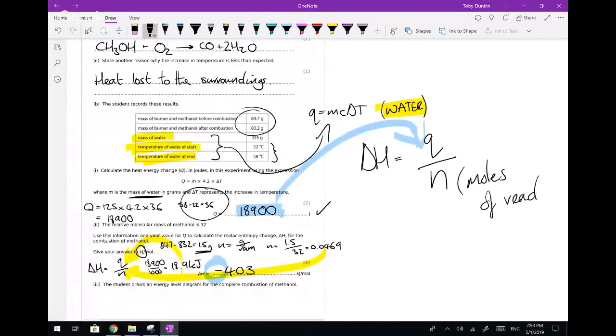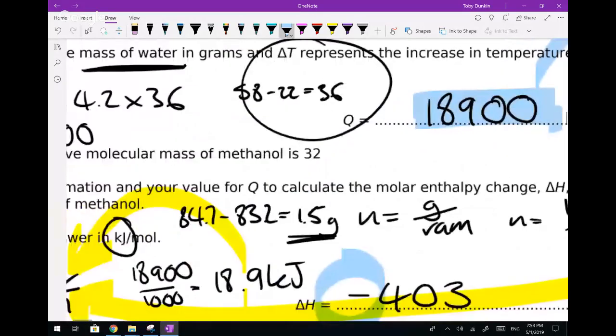Moles of reactant. Right. Where's my reactant? I'm burning methanol. Here's the mass. Let's highlight that. There's the fuel. Here's the fuel data. Mass before, mass after. So I can work out how much fuel I burnt. So it started at 84.7 grams. It finished at 83.2 grams. So I burnt 1.5 grams.